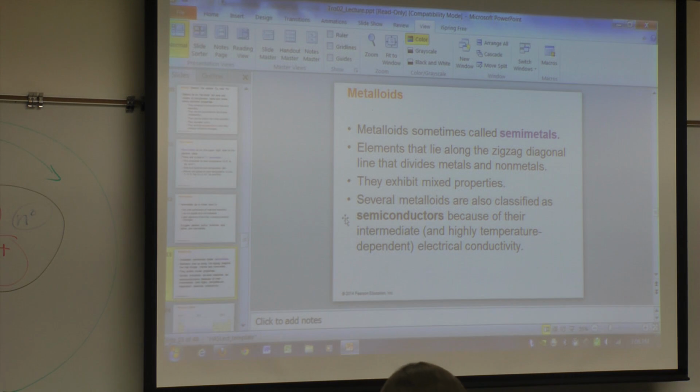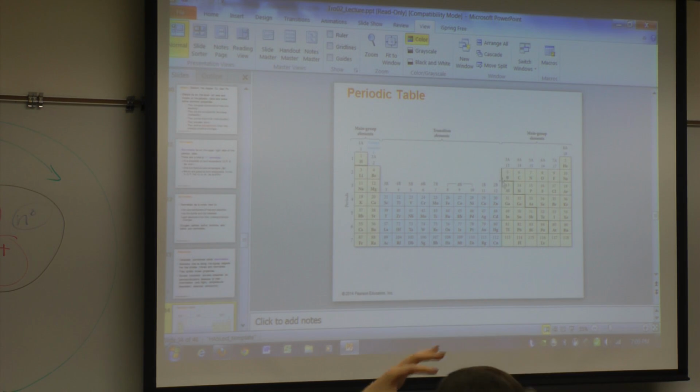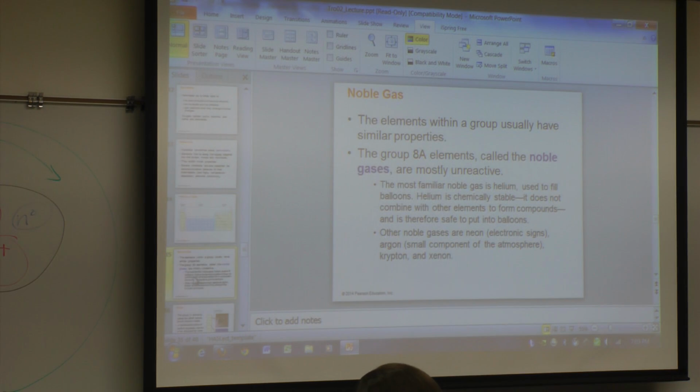Several metalloids can be classified as semiconductors because of their intermediate electrical conductivity at very high temperatures. So here's that: silicon, germanium have been made into chips for ICs, or integrated circuits.